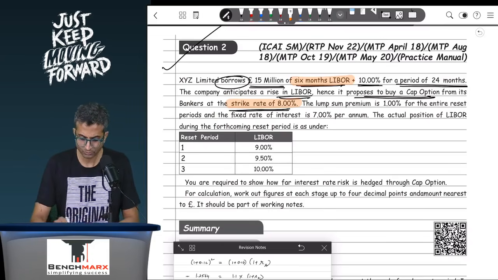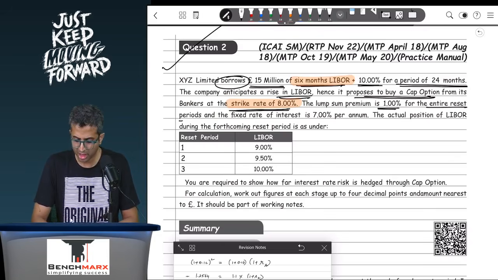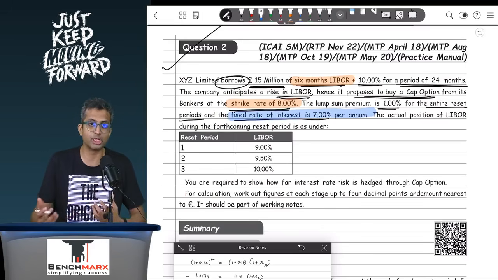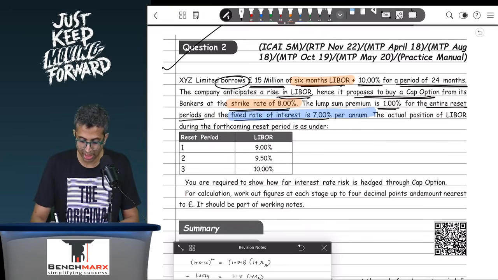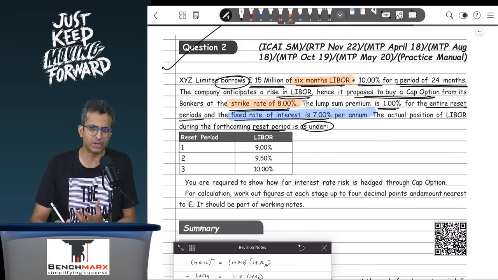The lump sum premium is 1% for the entire reset periods, and the fixed rate of interest is 7%. Achha, this fixed rate is given as 7%, and hence you can try to find the equalized annual or 6-monthly premium as well. The actual position of the LIBOR during the reset periods is as under. So you have been given 3 different LIBORs for 3 different reset periods.